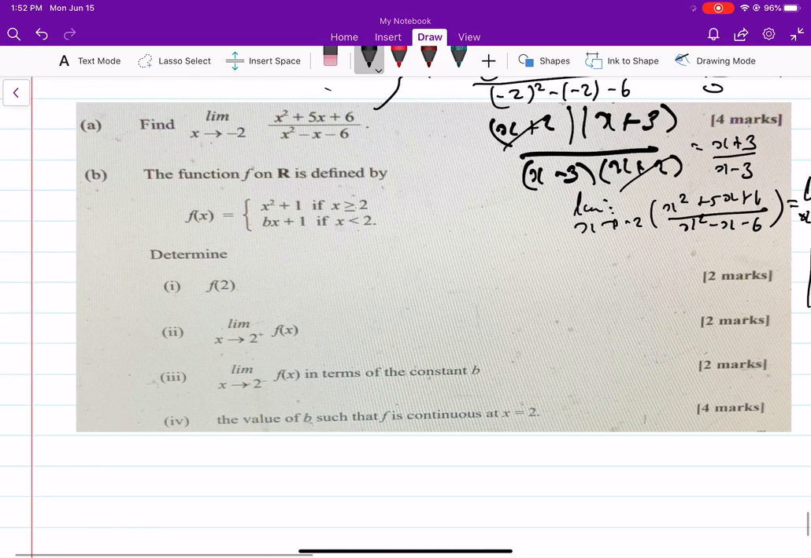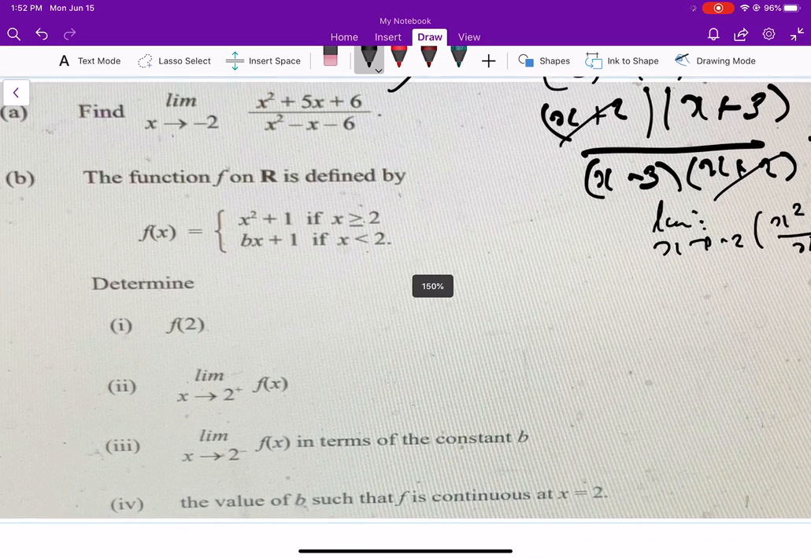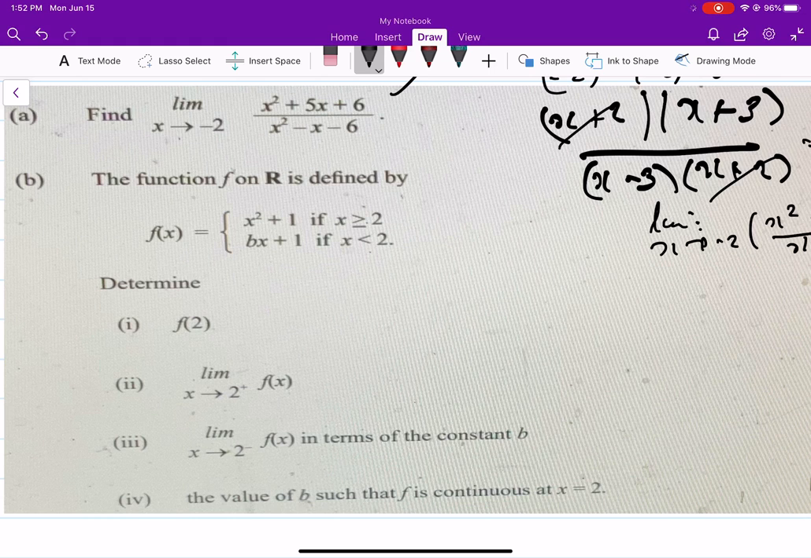Let's check the next part. You have a function f of x. A function f on R is defined by f of x is equal to x squared plus 1 for x greater than or equal to 2 and bx plus 1 for x less than 2. Great. Find f of 2. Well, for me to find f of 2, I can only substitute x equal to 2 into the part of the function where the function actually exists when x is 2. And clearly it has to be this first part.